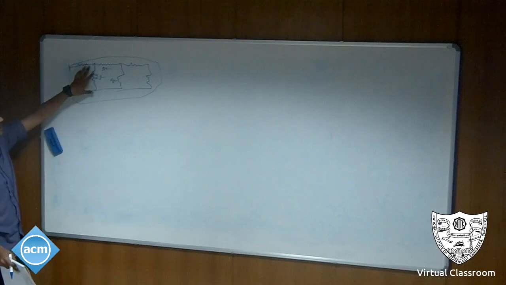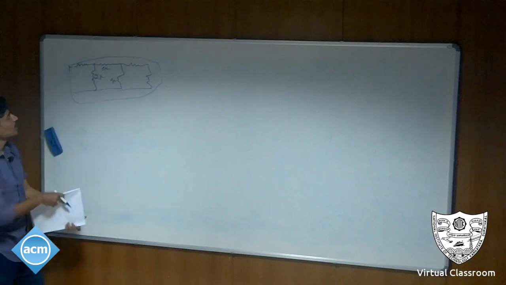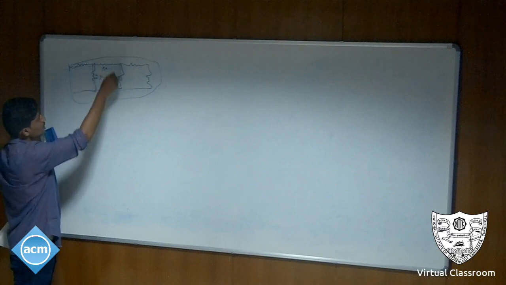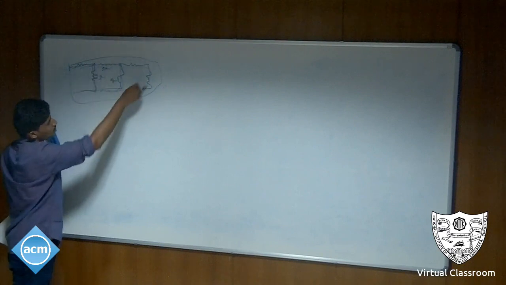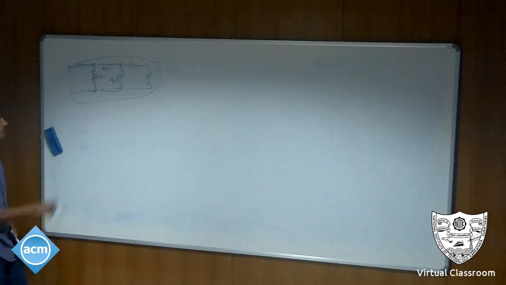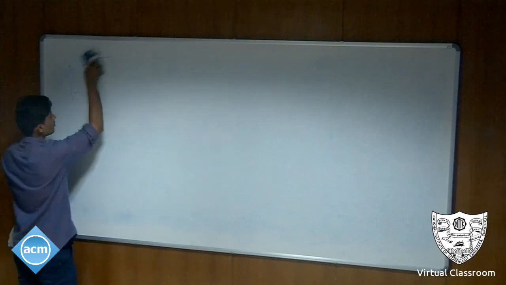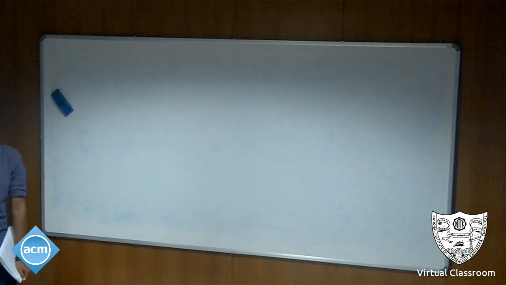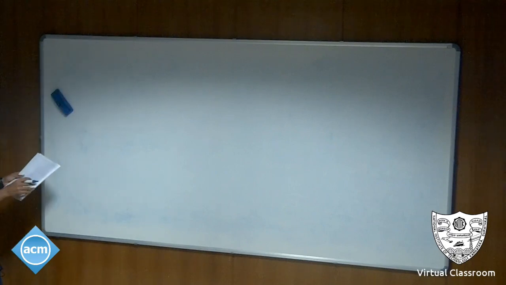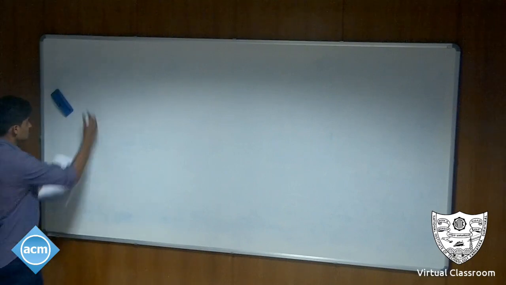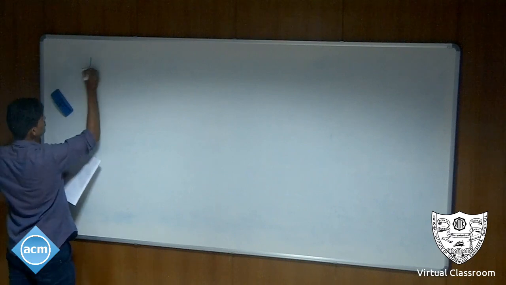So prefer a closed path, because only in a closed path can you apply KVL. You can't apply it for anything else, any open path. KVL is only for closed paths. So let's take up a very simple problem just to illustrate how.